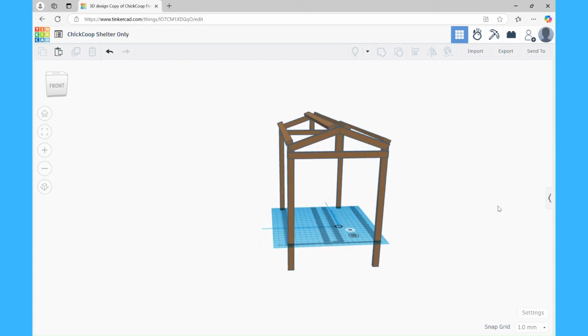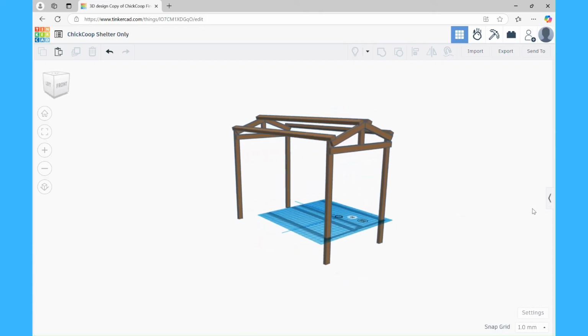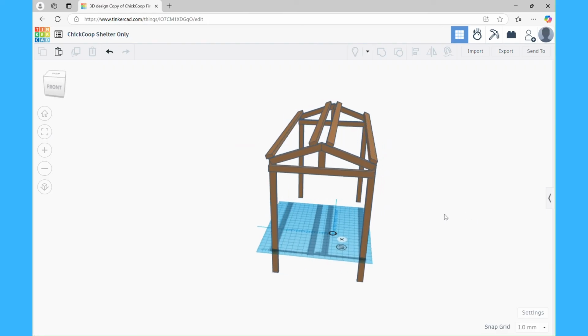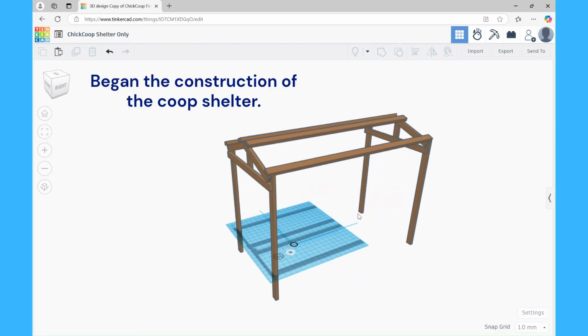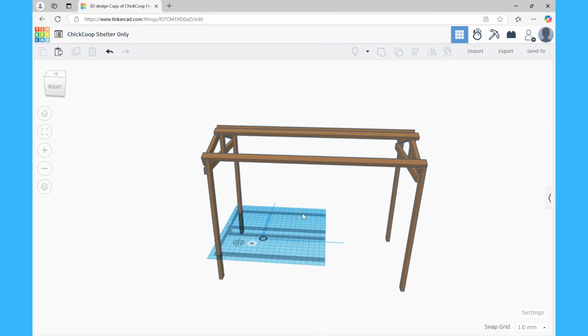So then with everything we learned from the prototyping, we went back to our designs and finalized those and began the construction of the coop.